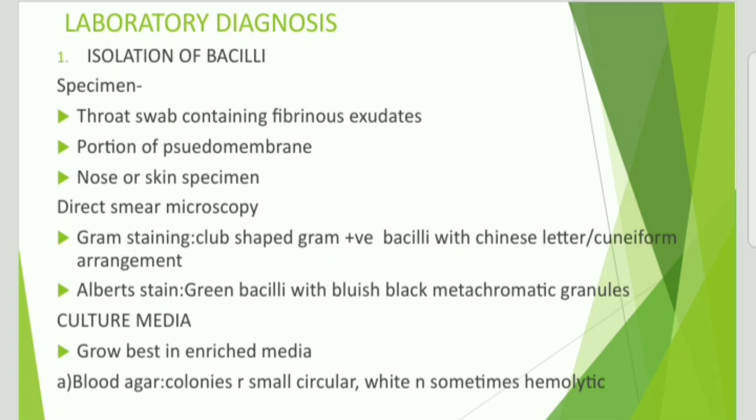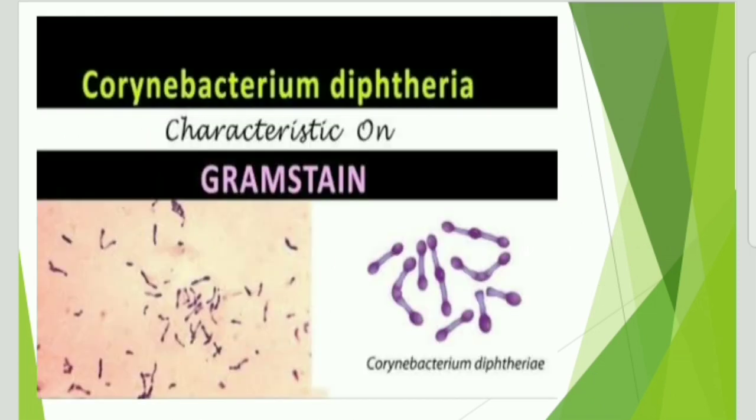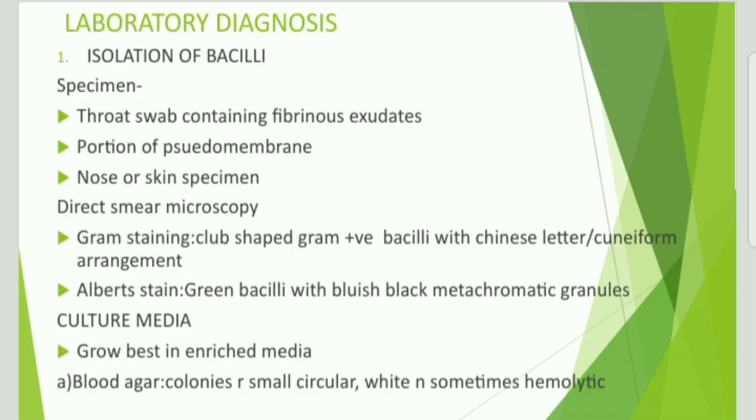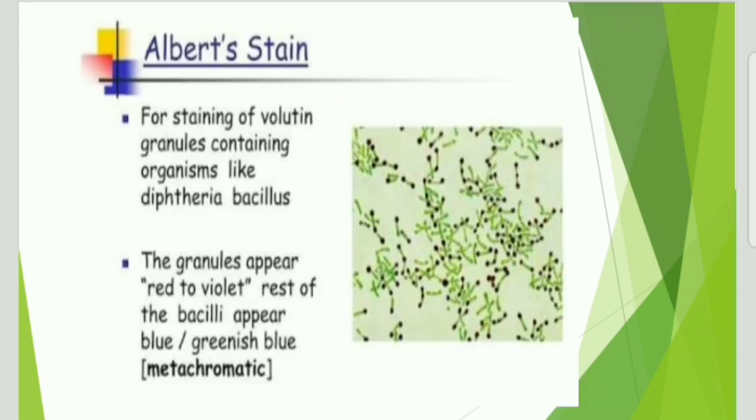Now we have collected the specimen. On Gram staining, it will take purple color. So it's Gram-positive club-shaped bacilli with a Chinese letter or cuneiform arrangement. You can see here. And when we use the Albert stain or Neisser stain, you can see the green bacilli with bluish-black metachromatic granules. You can see that here.